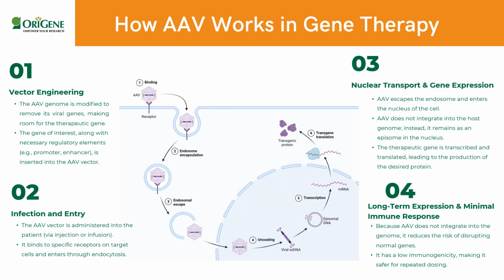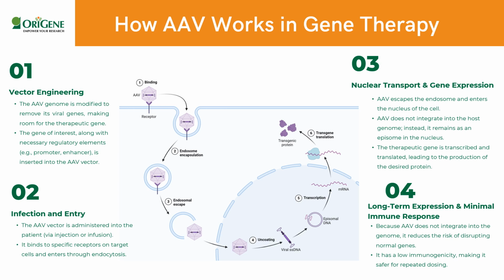To understand why AAV is so powerful, let's start with how it works. The first step is vector engineering, which means researchers modify the AAV genome by removing its viral genes and replacing them with a therapeutic gene or your gene of interest. This customized AAV can no longer replicate, but it's still highly effective at delivering genetic instructions directly into target cells.